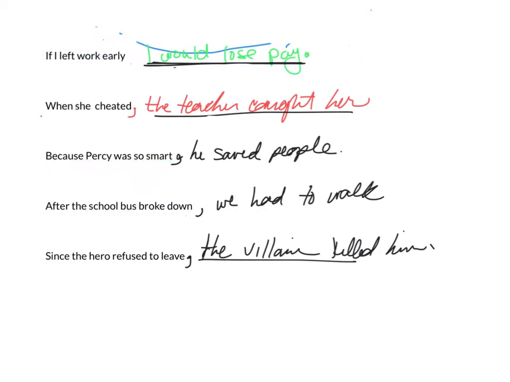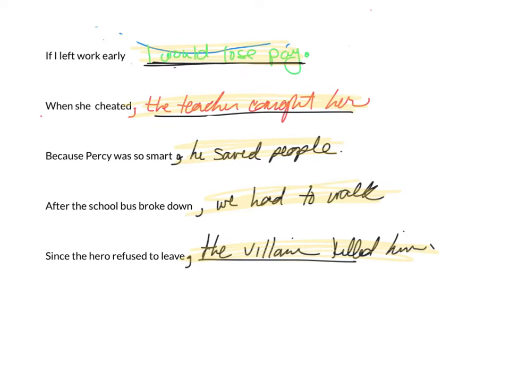You see, in each of these sentences, there really is only one main idea. The main idea, I would lose pay. The main idea, the teacher caught her. The main idea, he saved people. The main idea, we had to walk. The main idea, the villain killed him. And because there's only one main idea, these sentences can actually flip.